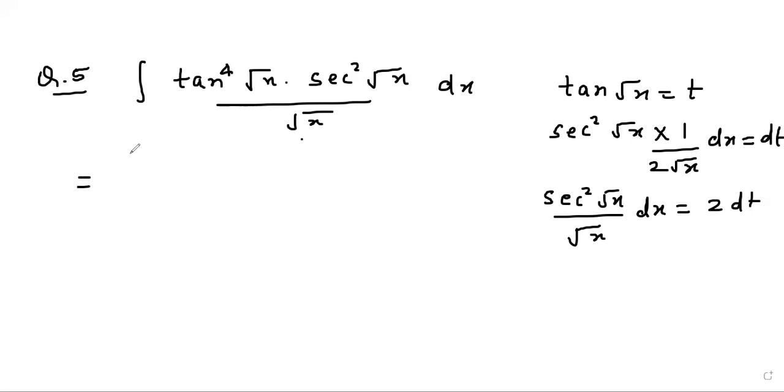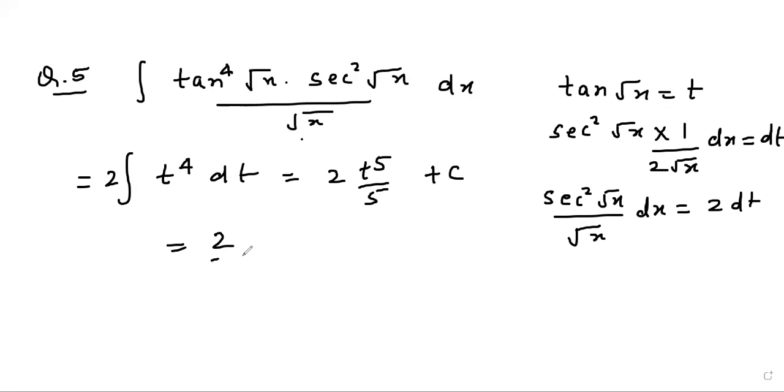So our question will become integration, tan root x is taken as t, so t power 4 and twice of dt, which will become twice of t power 5 upon 5 plus c, that is 2 by 5, and t equal to tan root x, whole power 5 plus c. Now let's take question number 6.